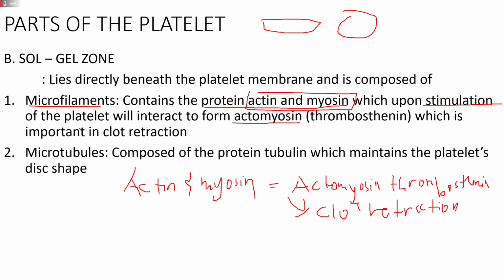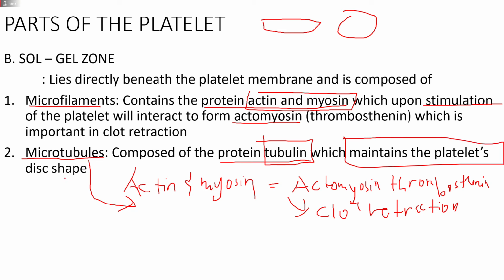Now, another part of your sol-gel zone would be your microtubules. Now, your microtubules naman class is composed of the protein tubulin. So, itong tubulin na to class is responsible for maintaining the platelet's shape. So, again, microfilaments nyo, they contain actin and myosin, which upon stimulation would form actomyosin, also known as thrombostenin, which is important in clot retraction. While your microtubules are composed of the protein tubulin, which is responsible for maintaining the platelet's discoid shape.